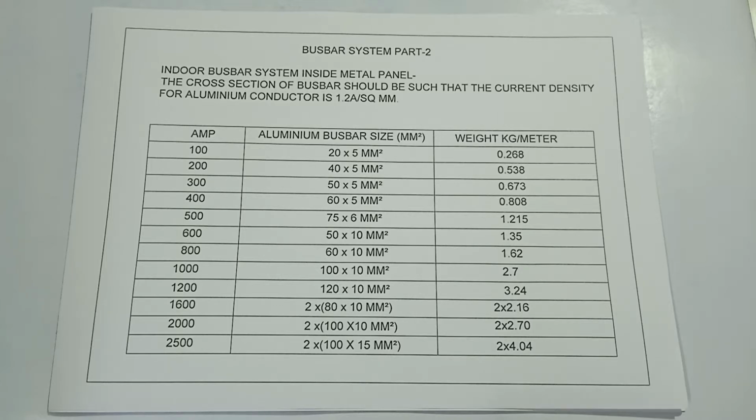Today I am going to discuss busbar system part 2. Indoor busbar system inside metal panel. The cross section of busbar should be such that the current density for aluminum conductor is 1.2 ampere per square mm.